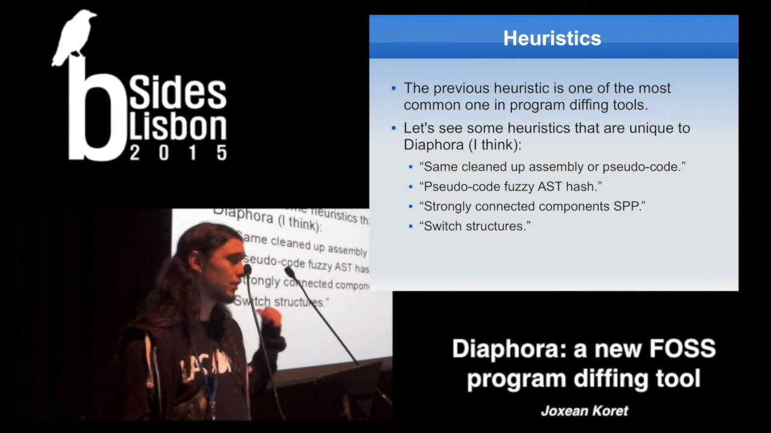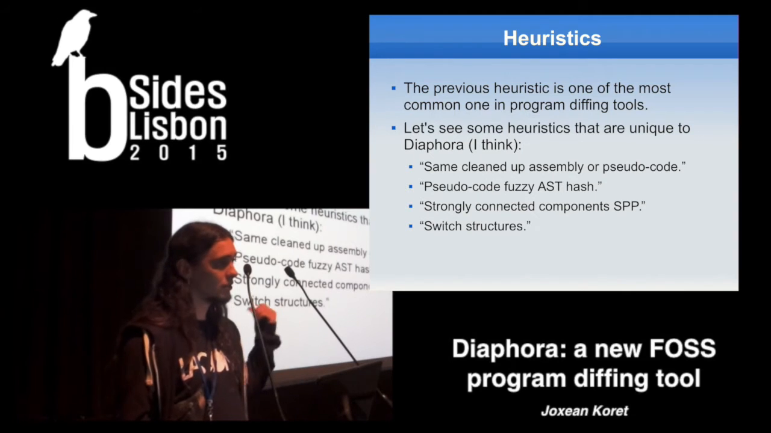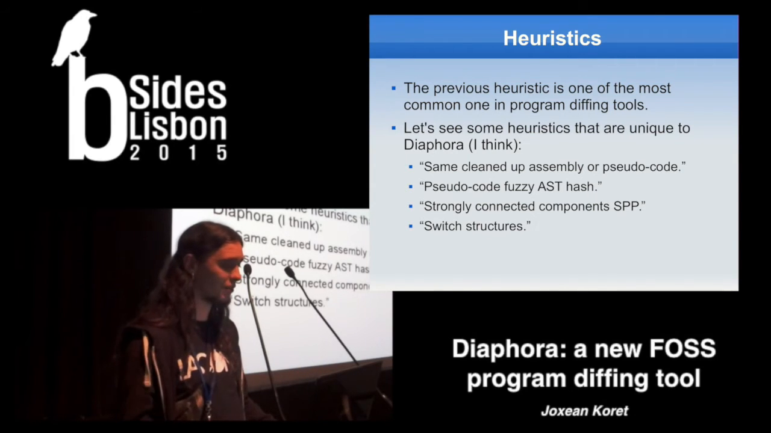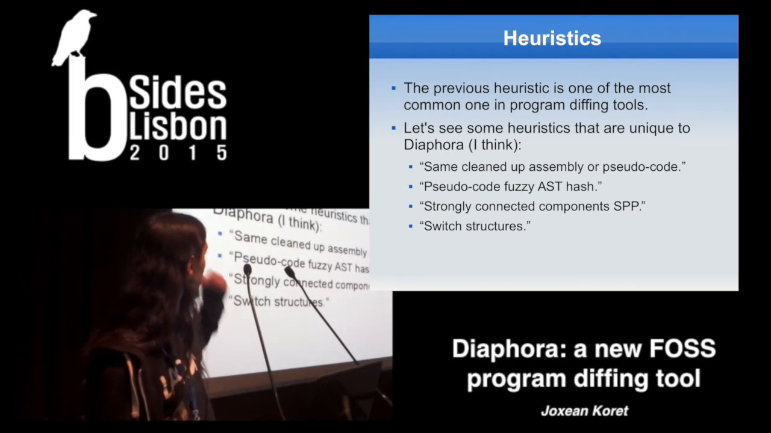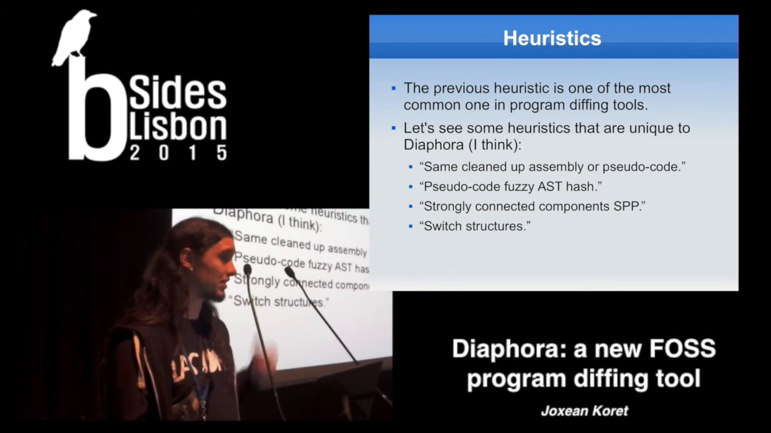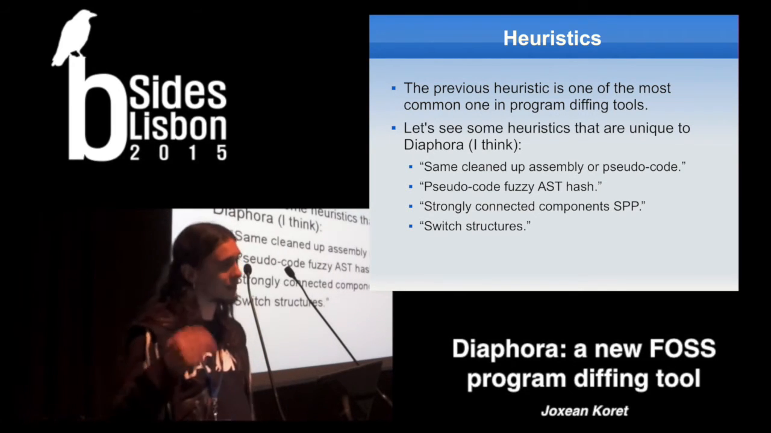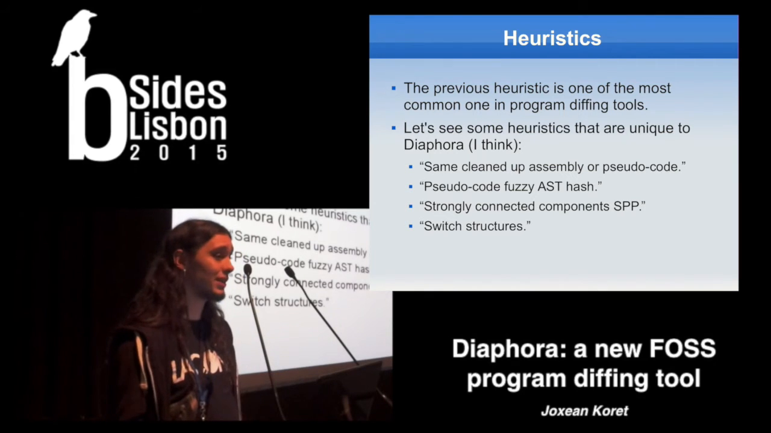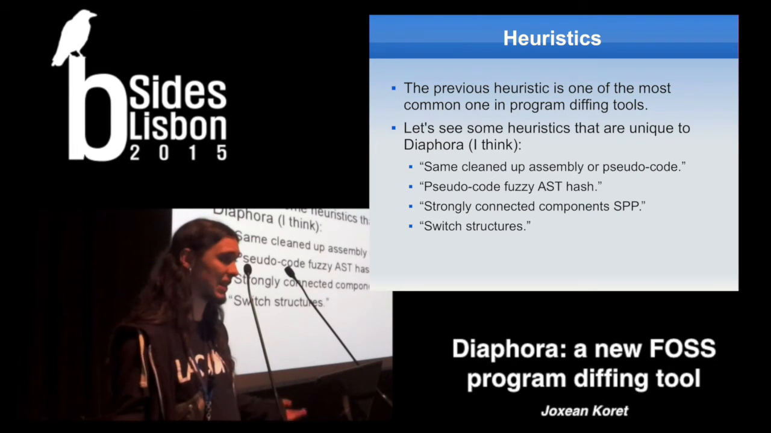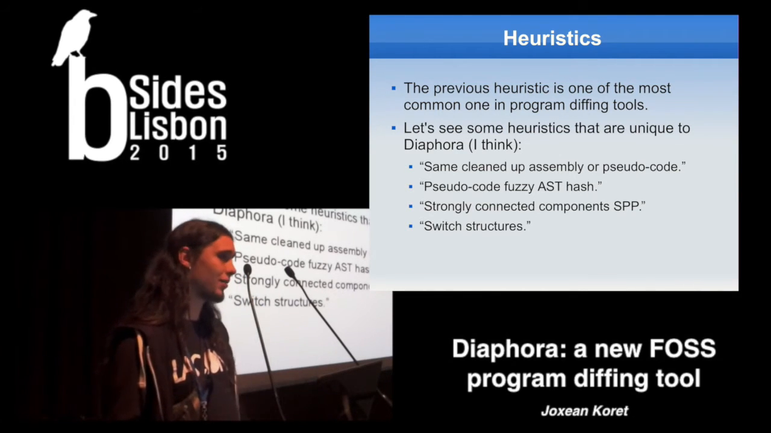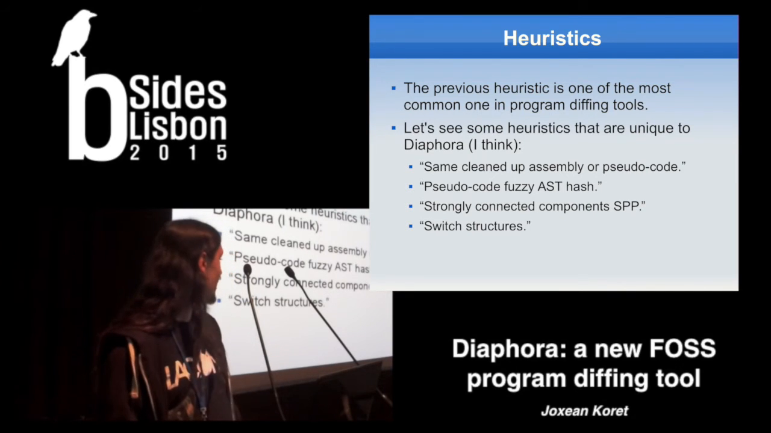Okay, this is one of the most common heuristics in program diffing tools. Such a heuristic is available in Zynamics BinDiff, DarunGrim, TurboDiff, and in any other program diffing tool. In Diaphora, I have many heuristics that are actually specific to this tool. Some of them are the same cleaned up assembly or pseudocode, because it's the only tool that is using the pseudocode as of today for finding matches. The pseudocode fuzzy abstract syntax tree is, as previously said, specific to Diaphora, as it is the only tool using the pseudocode from the decompiler. The strongly connected components small primes product is based on the graph, and most of the program diffing tools have heuristics based on the graph, but as far as I know, this one is the only tool using that. And for example, switch structures.